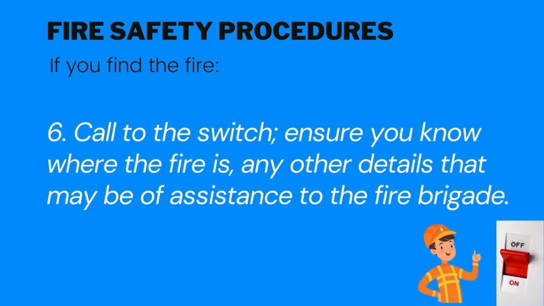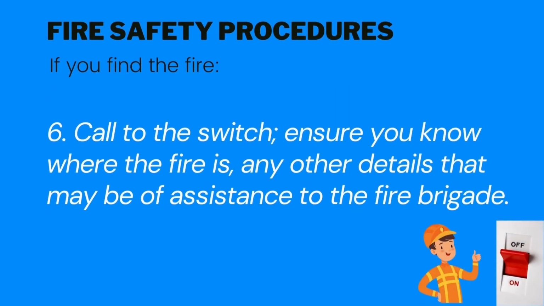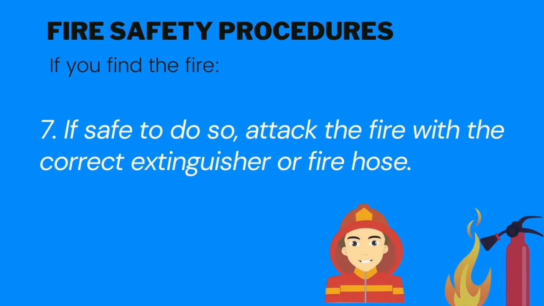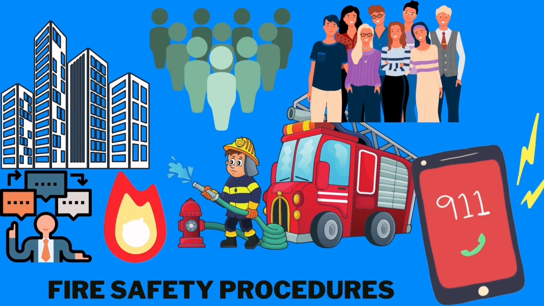Call to the switch. Ensure you know where the fire is. Any other details that may be of assistance to the fire brigade. Details could be size of the fire, cause or type of fire, any people hurt or trapped, has anyone tried to put it out? If safe to do so, attack the fire with the correct extinguisher or fire hose. If your designated fire officer is not present, someone quickly needs to take responsibility.